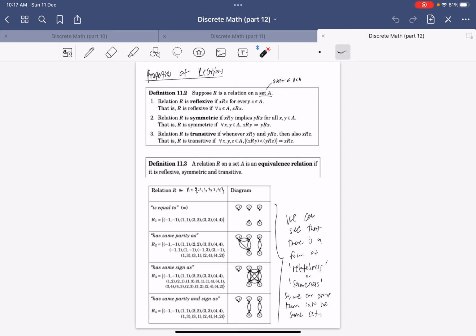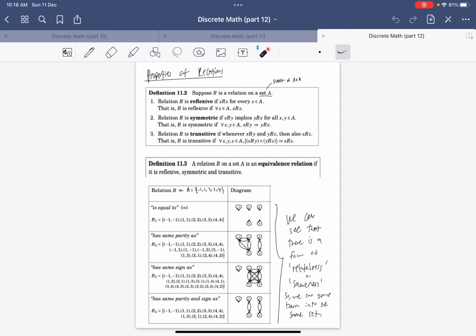We also can say a relation is symmetric. It means if x and y are related, y is related to x as well. We can also say it's transitive. If there are 3 elements in A, x is related to y and y is related to z, we can say x is related to z. So these are the different properties that a relation can have. And we say that a relation is an equivalence relation if the relation has all 3 properties, meaning it is reflexive, symmetric, and transitive.